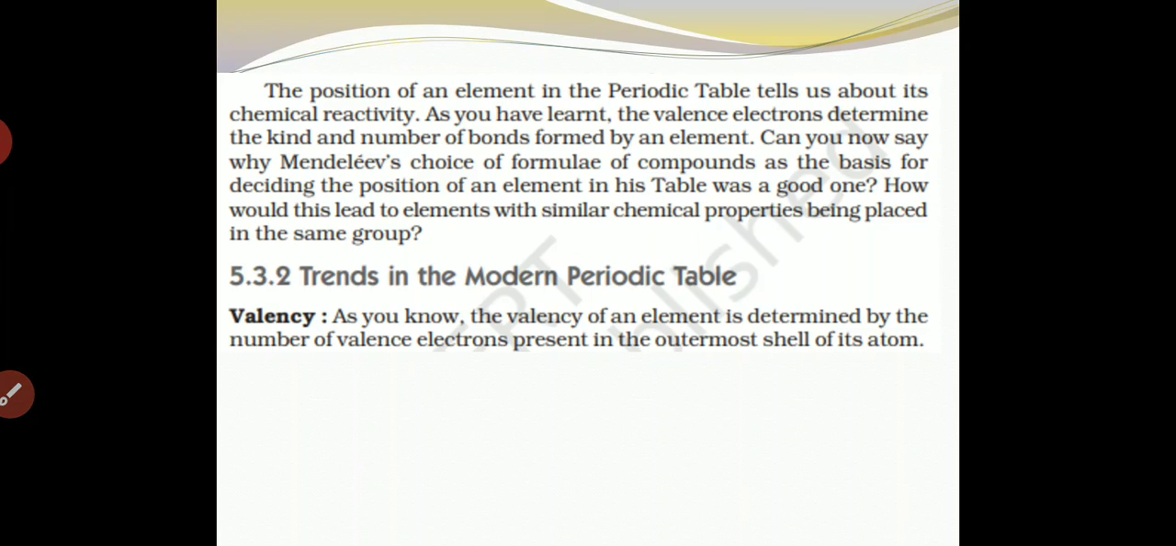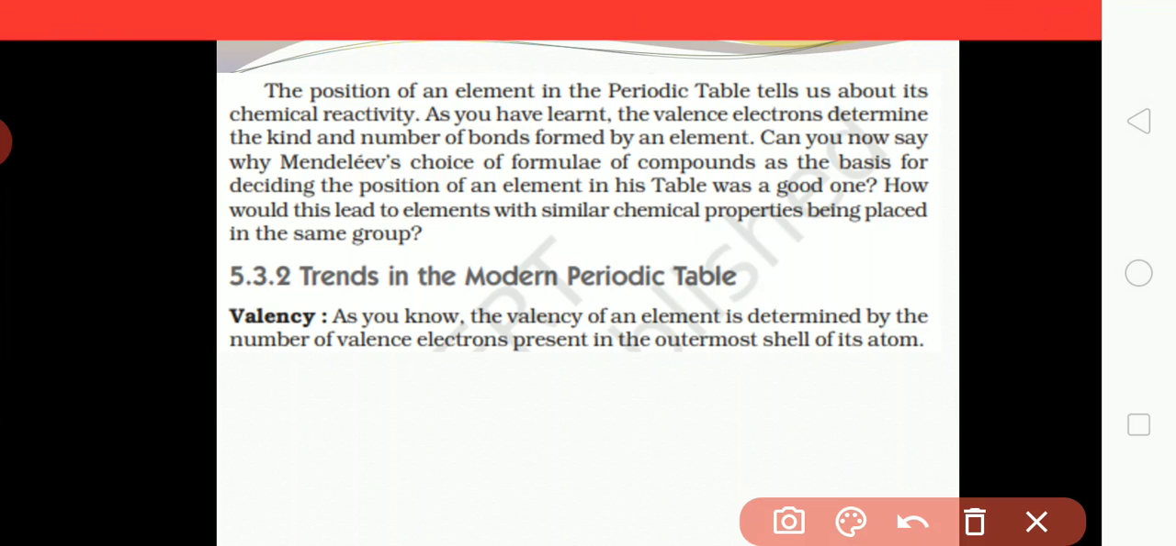The position of an element in the periodic table tells us about its chemical reactivity. As you have learned, the valence electrons determine the kind and the number of bonds formed by an element. Can you now say why Mendeleev's choice of the formula of compounds as the basis for deciding the position of an element in his table was a good one? How would this lead to elements with similar chemical properties being placed in the same group?